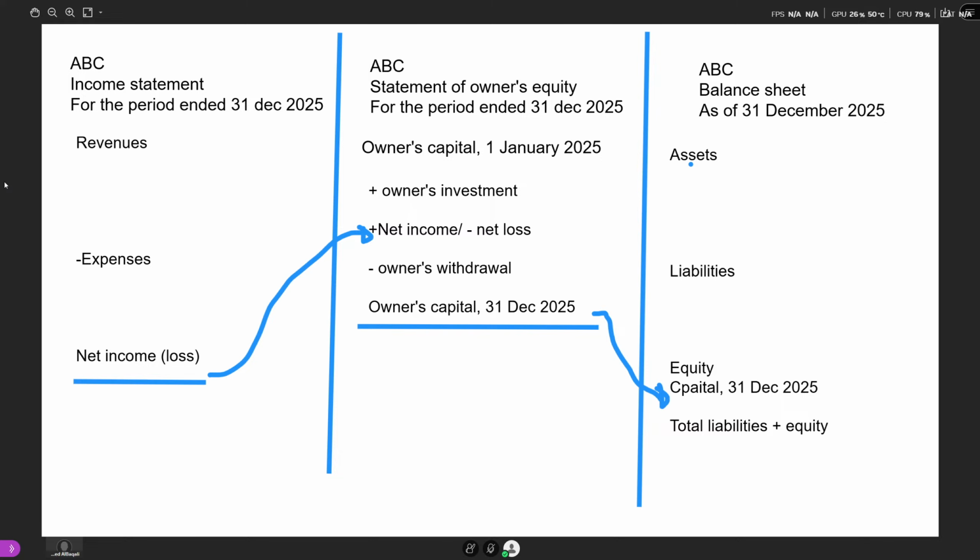Now, before I continue the chapter, do you understand these financial statements, their structure, and each of them? What is the purpose of each of them, and what items do we have in here?